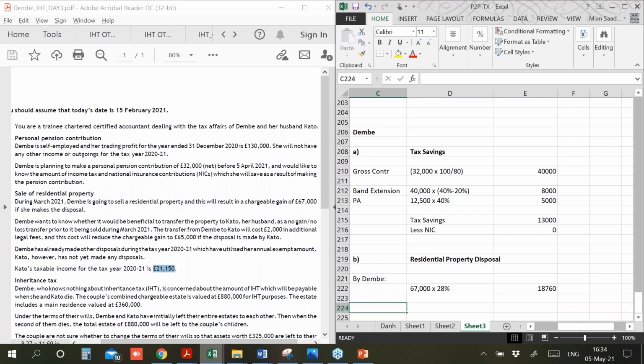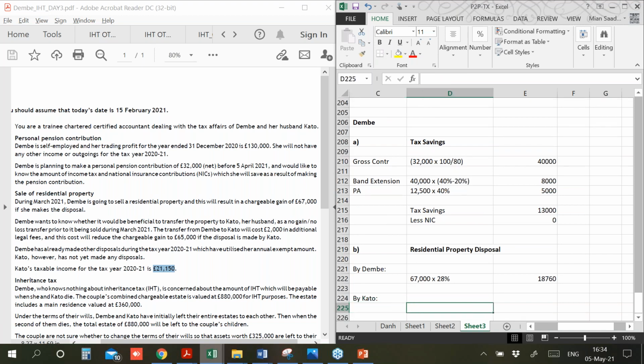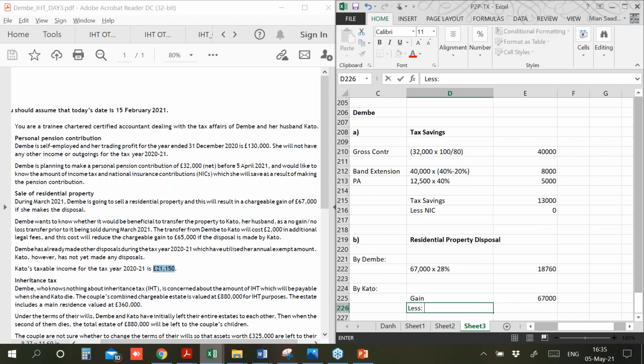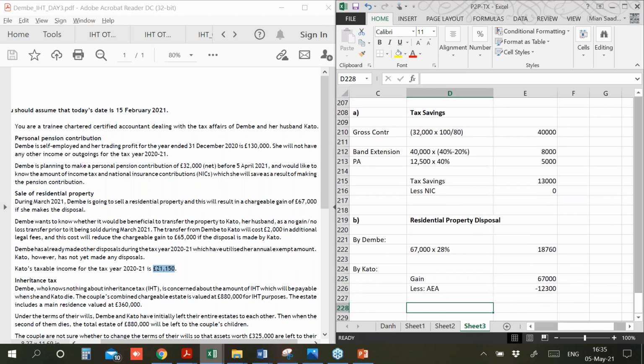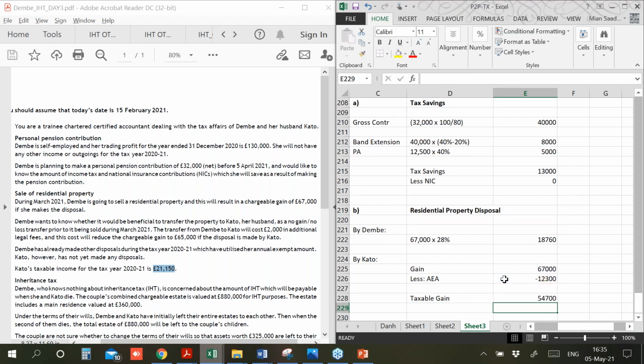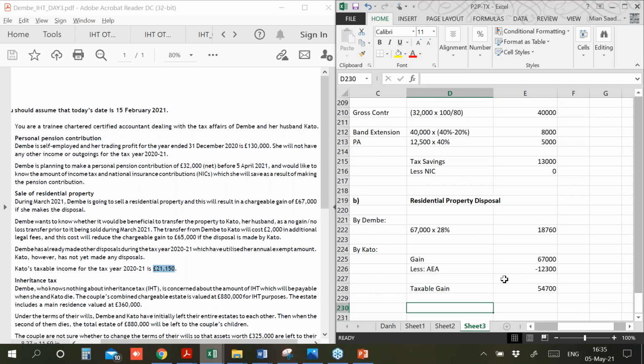However, for his husband Kato, we have to consider both things, the band as well as the annual exemption amount. So for him, the gain is 67,000 less the annual exemption amount, that is 12,300. Now the taxable gain will be 54,700. Now we'll apply the rates.